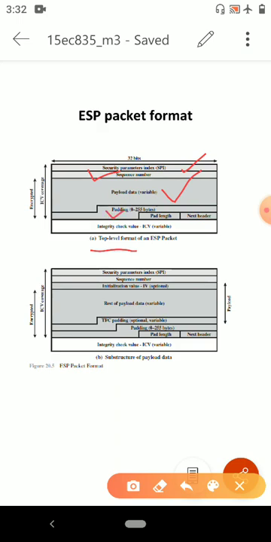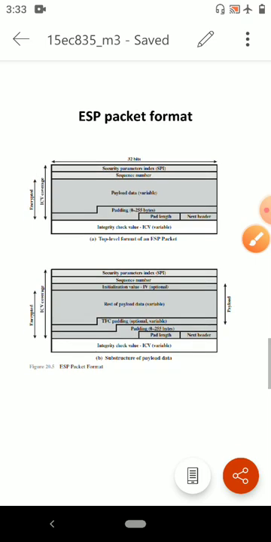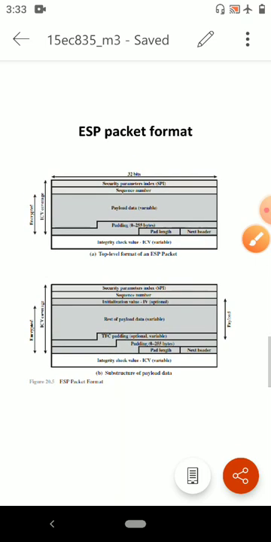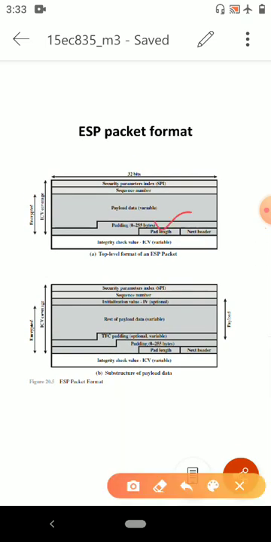Next one is padding. It is a 0 to 255 bytes field. Next one is integrity check value. Padding length. It is an 8-bit field, indicates the number of pad bytes immediately preceding this field.